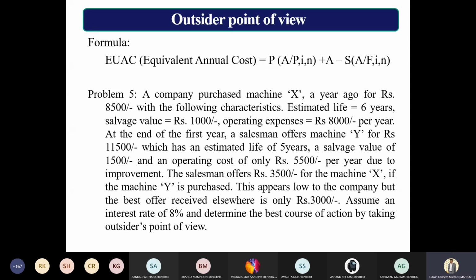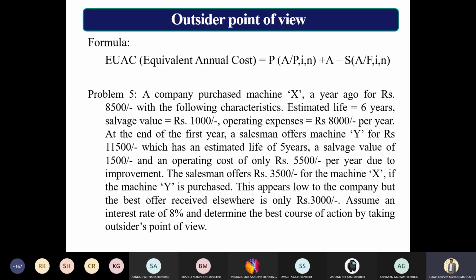So this is about the outsider's point of view, and this is a very interesting method, I should say. Like I just gave a hint about this when I discussed the insider's point of view, how the outsider's point of view actually works. Now going through the question, I'll just read it out. It says that a company purchased machine X a year ago for 8,500 with the following characteristics. Life was 6 years. The salvage value was 1,000 rupees.